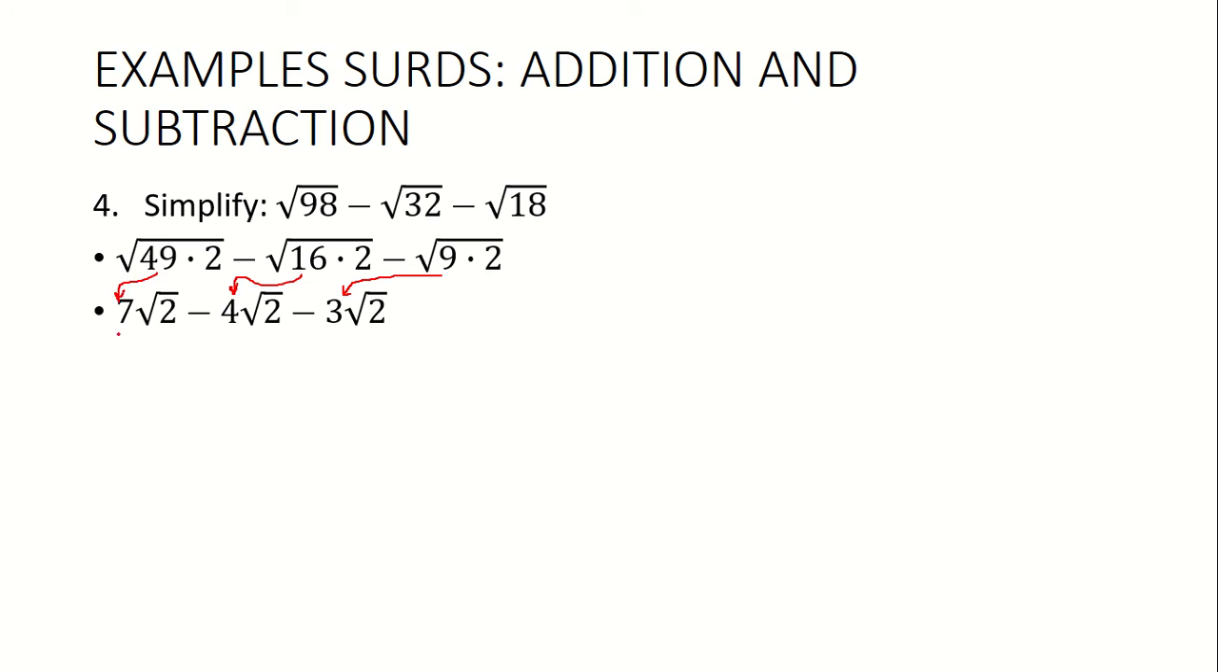Now from this step, I can't do anything with the square root of 2. Since these are like terms, I can simply say 7 minus 4 minus 3. How much do you get? It is 0 square root 2, and 0 square root 2 is the same as 0.